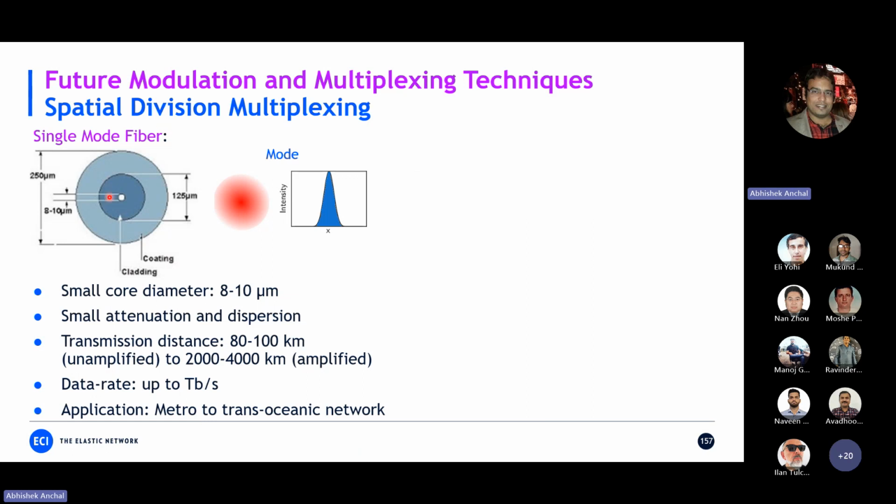We usually use what is called single mode fiber, which has a very small core, so only one mode can transmit. It has very small attenuation, and dispersion is very small because it has only a single mode. So this is what we use so far.